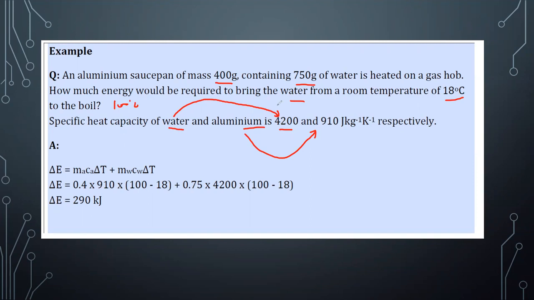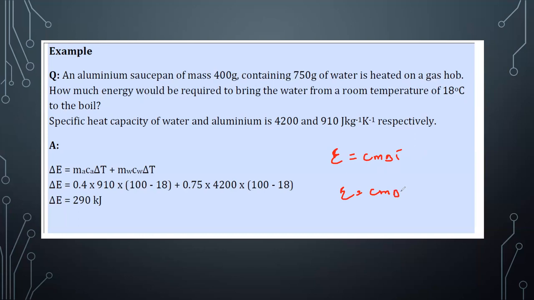So basically what happens when we supply the heat energy: because the water is inside the aluminum pan, the aluminum pan temperature will increase as well as the water temperature. So we can work out the total energy absorbed by the aluminum, E is equals to Cm delta T. And again for water, this will also be E is equals to Cm delta T. Then we add the energy absorbed by the water and the energy absorbed by the aluminum to change the temperature from 18 degrees centigrade to 100.